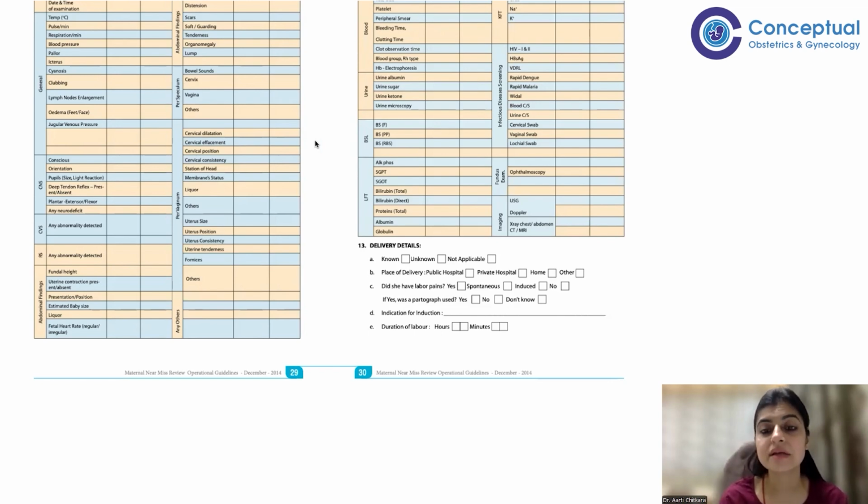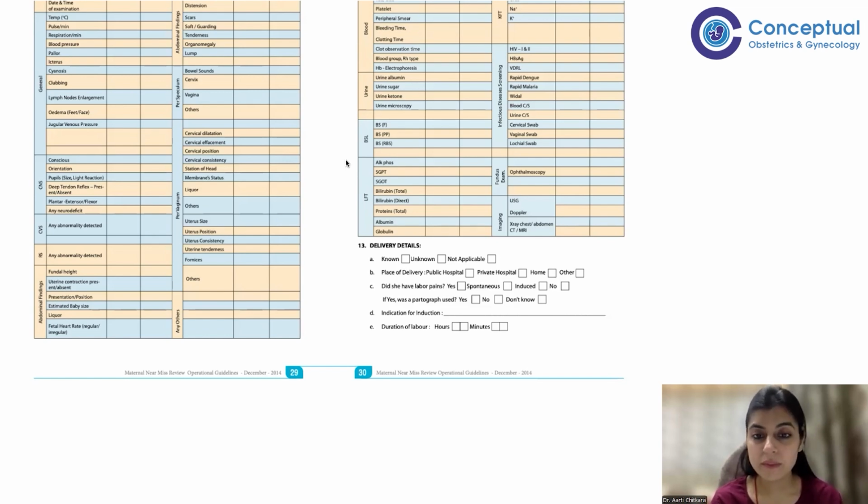Third comes investigations, which is blood, urine, blood sugar levels, LFT, RFT, infectious disease screening in cases of women who had sepsis or suspected septicemia, fundus examination with ophthalmoscopy in cases of preeclampsia or suspected raised intracranial pressures, and other imaging findings with an ultrasound, Doppler, and X-ray, CT, MRI wherever indicated.